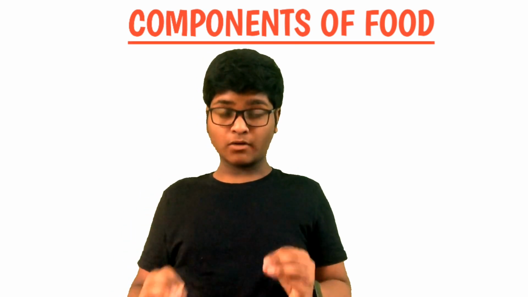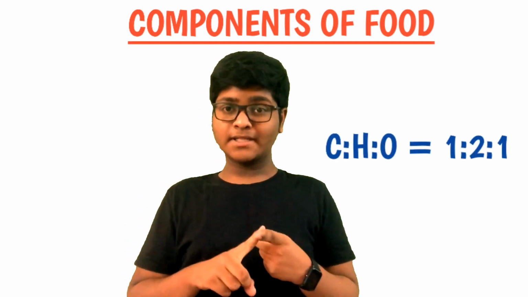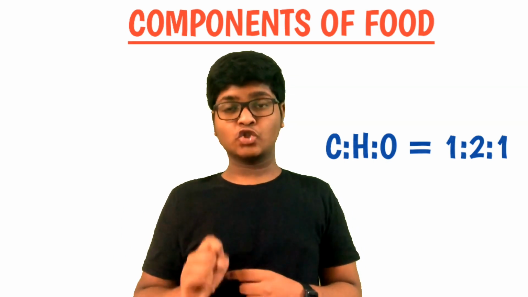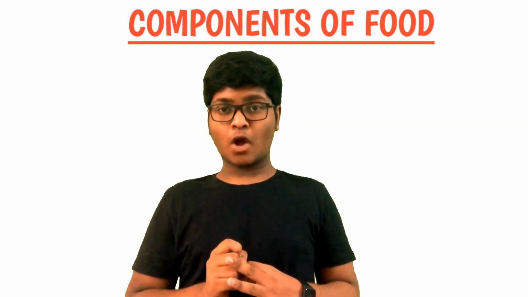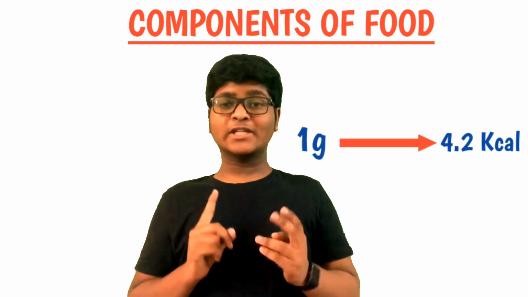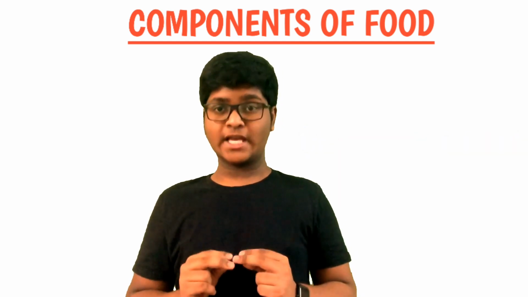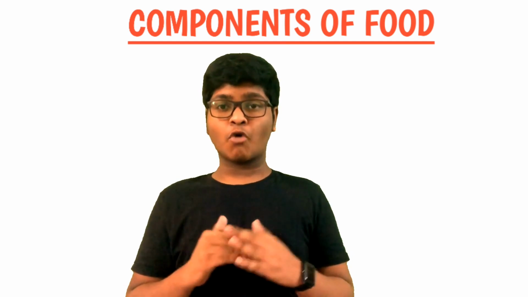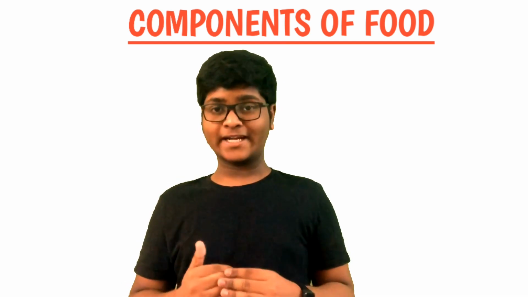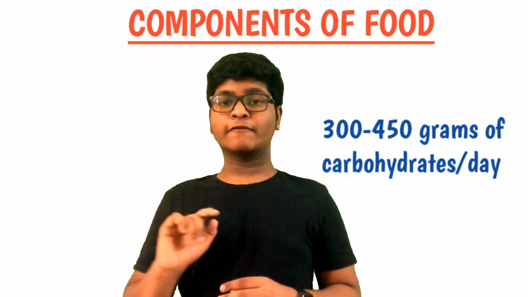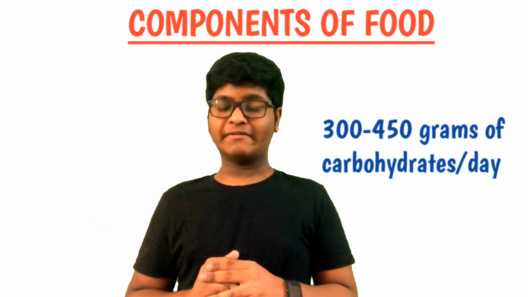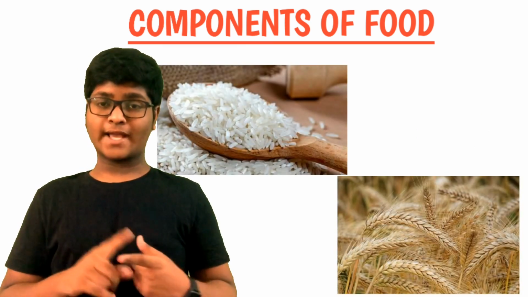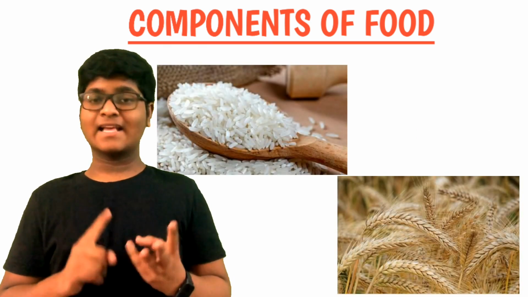Carbohydrates are the compounds that contain carbon, hydrogen, oxygen in the ratio of 1:2:1. 1 gram of carbohydrate gives 4.2 kilocalories of energy, and an average adult doing moderate work and of average weight has to take 300 to 450 grams of carbohydrates per day. The sources for these carbohydrates mainly include rice, wheat, maize, etc.